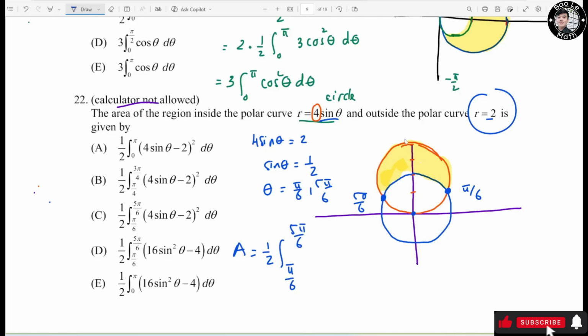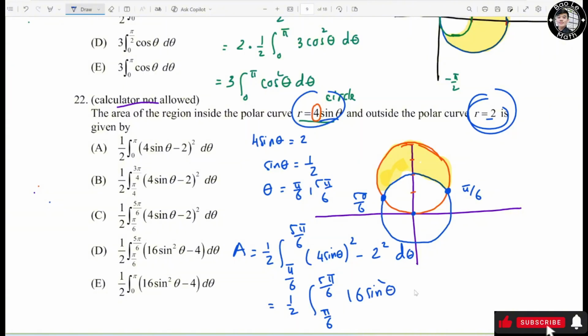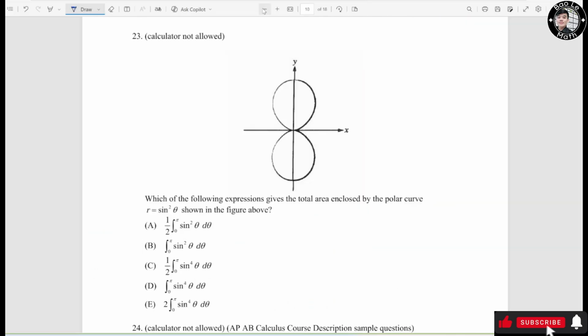The outer radius is this one right here, right? So we have 4 sine theta altogether squared. Subtract the inner radius, it's going to be right here, 2 squared d theta. So it's going to be 1/2 integral from pi over 6 to 5 pi over 6 of 16 sine squared theta subtract 4 altogether d theta. So the answer must be D.